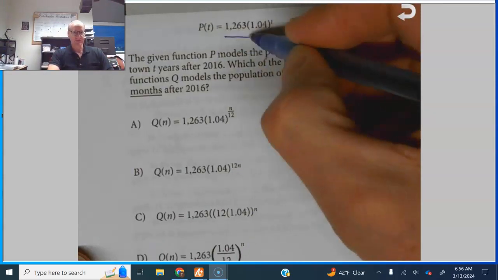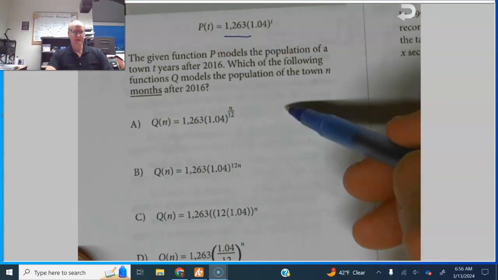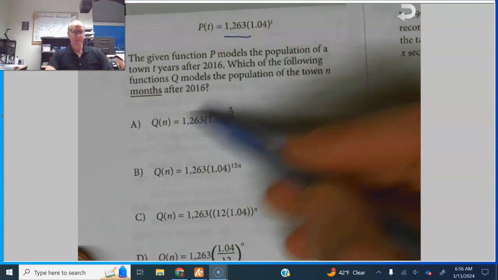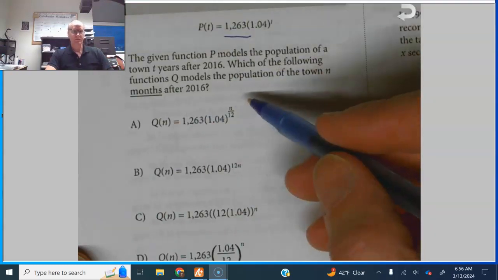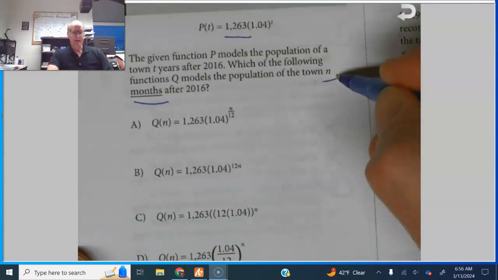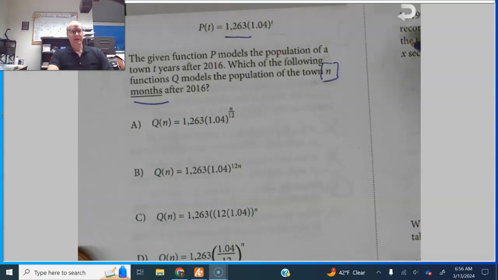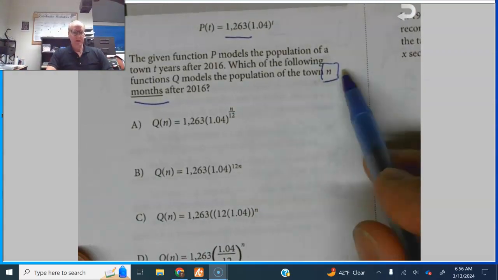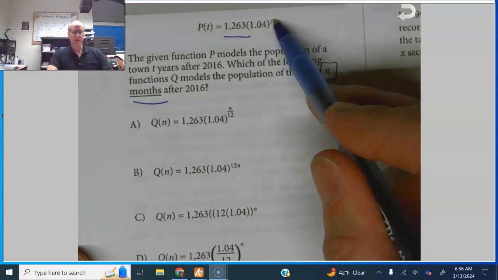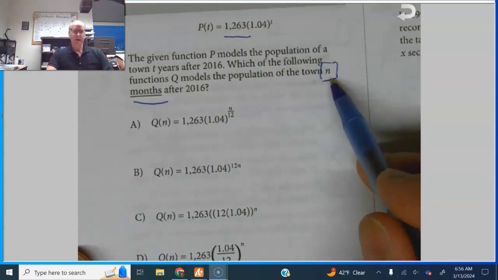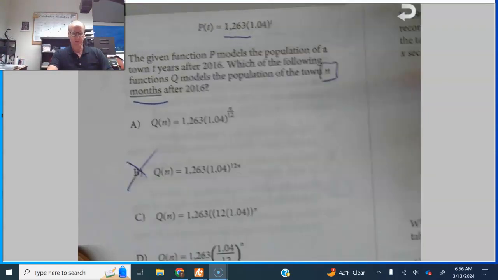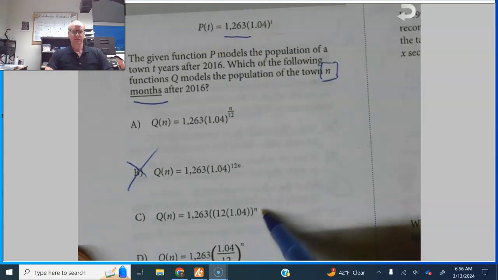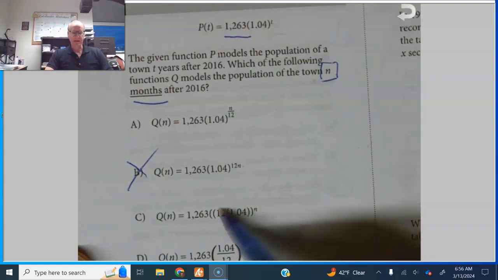We started with 1263, and it says that T is the population of years after a certain point. Now it says, which one of the following would be the population after N months? So now we're looking at a number of months. Now think about this. If I put in 12 months, I'm talking about 1 year. So what would 12 do to this one? It would make it 144. That's not 144 years. In this one, 12 months would get this multiplied even more.